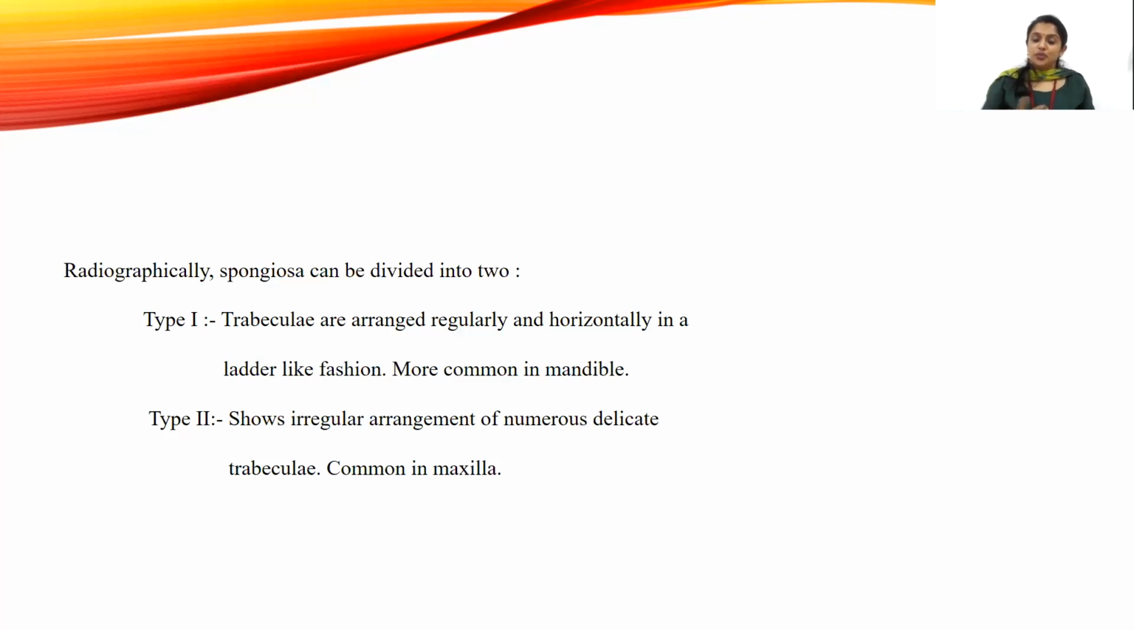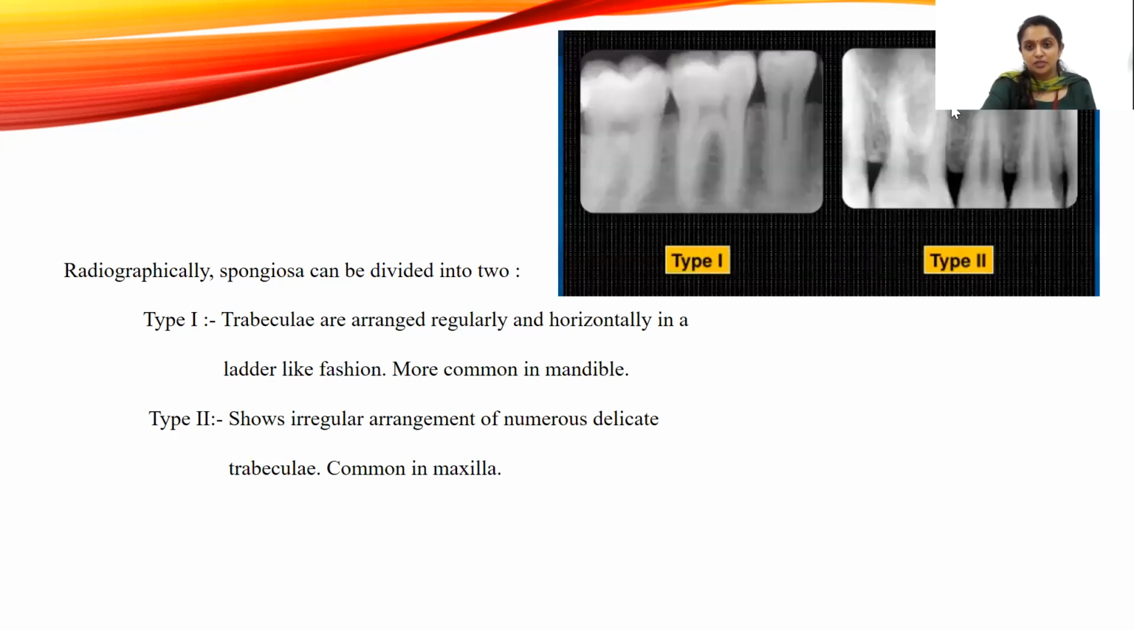Another classification which we give is based on radiography. Spongiosa can be further divided into type 1 and type 2. In type 1, the trabeculae are arranged regularly and horizontally in a ladder-like fashion. It is more common in the mandible. So here you can find the type 1, more commonly seen in the mandible, with a step-like or ladder-like pattern. Whereas type 2 shows an irregular arrangement of numerous delicate trabeculae, and it is more common in the maxilla.